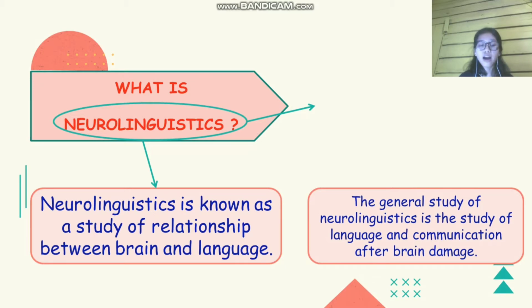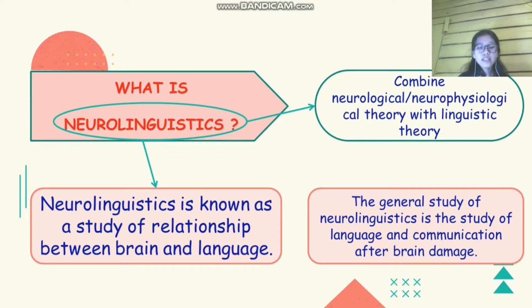The methods that are widely used today for the study of neurolinguistics are experiments, model construction, and neuroimaging. This involves attempting to combine neurological or neuropsychological theory with linguistic theory.